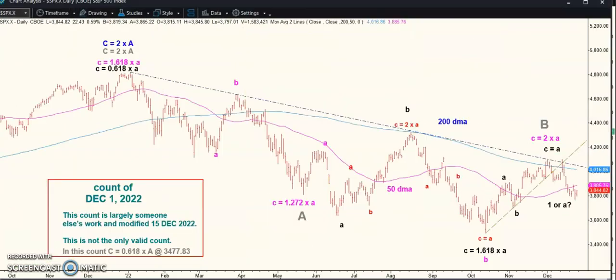This is the wave count I'm using. It implies much lower prices, but it certainly isn't the only count. I'm going to show one other one in just a minute. But if it's right, we're going lower, but I'm not so certain it's right anymore.